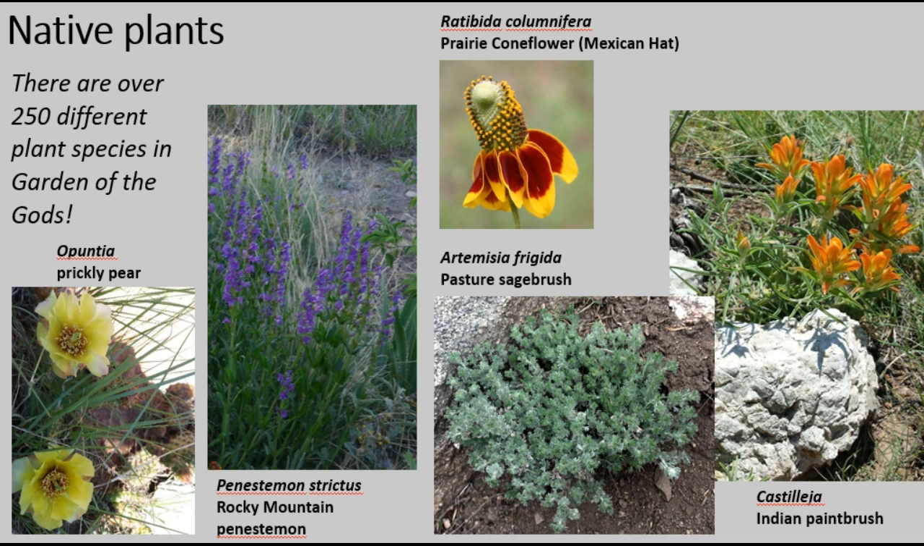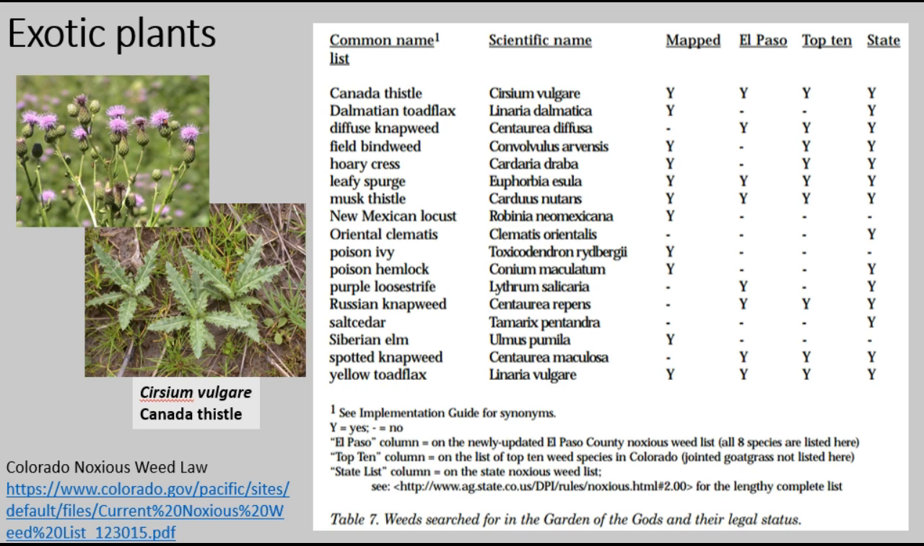Then we have tons of asters. One of the most attractive is the prairie coneflower here. More Artemisia here, the sagebrush, and then of course Indian paintbrush, an iconic species here in Colorado.